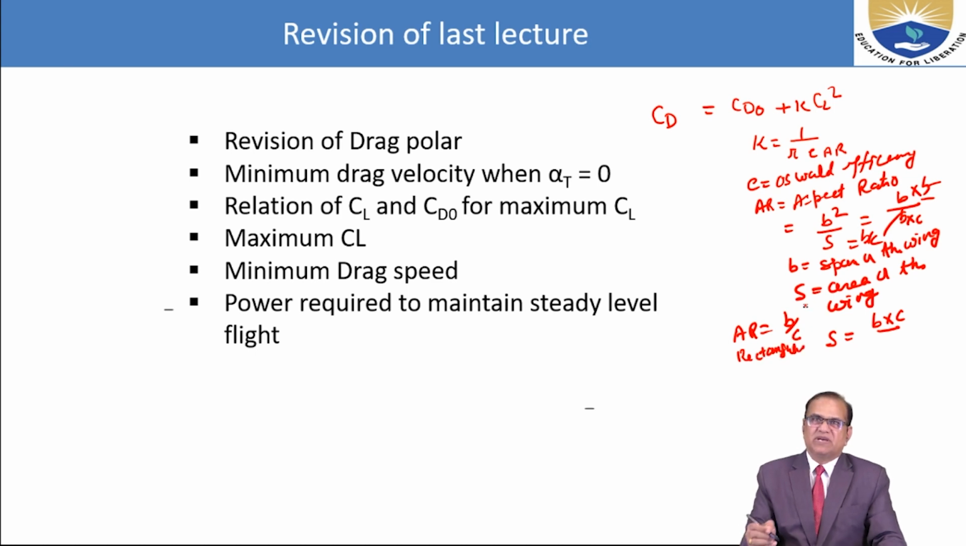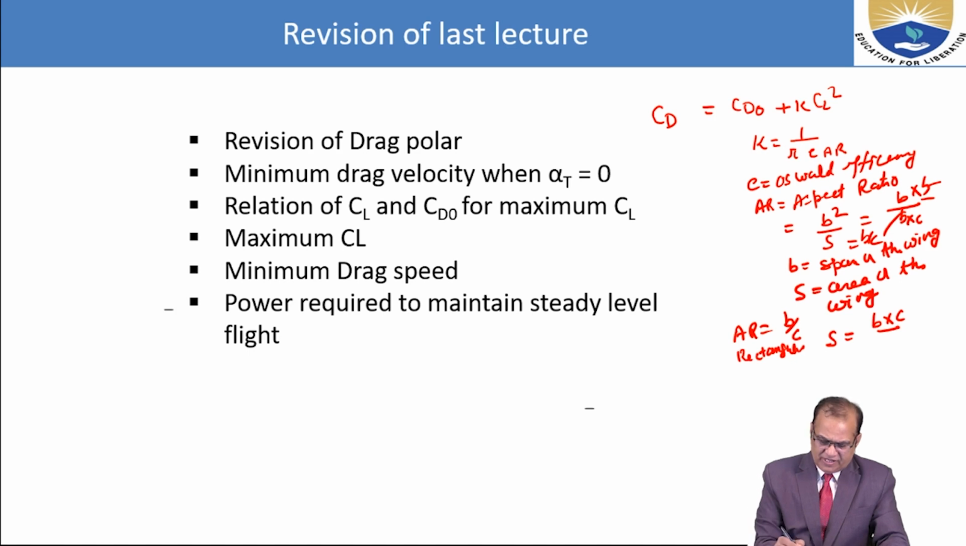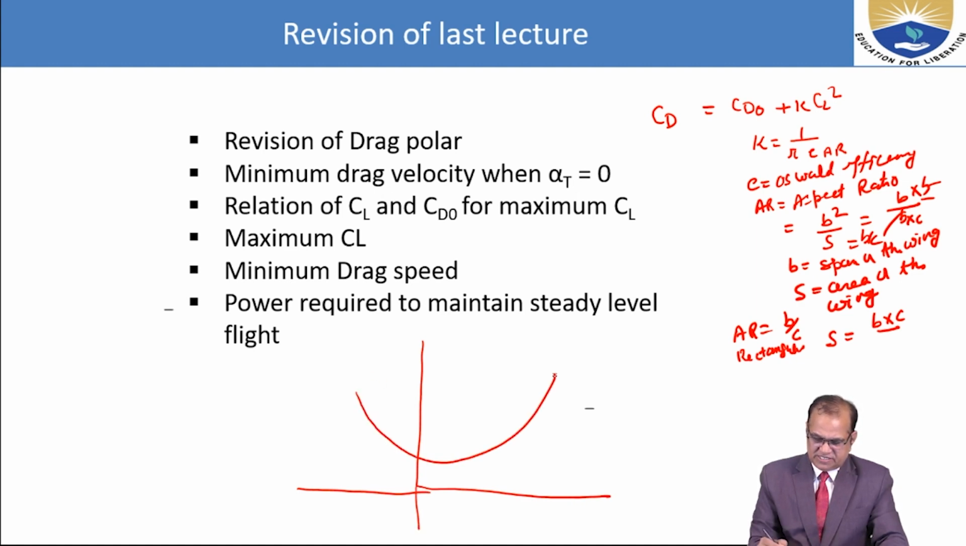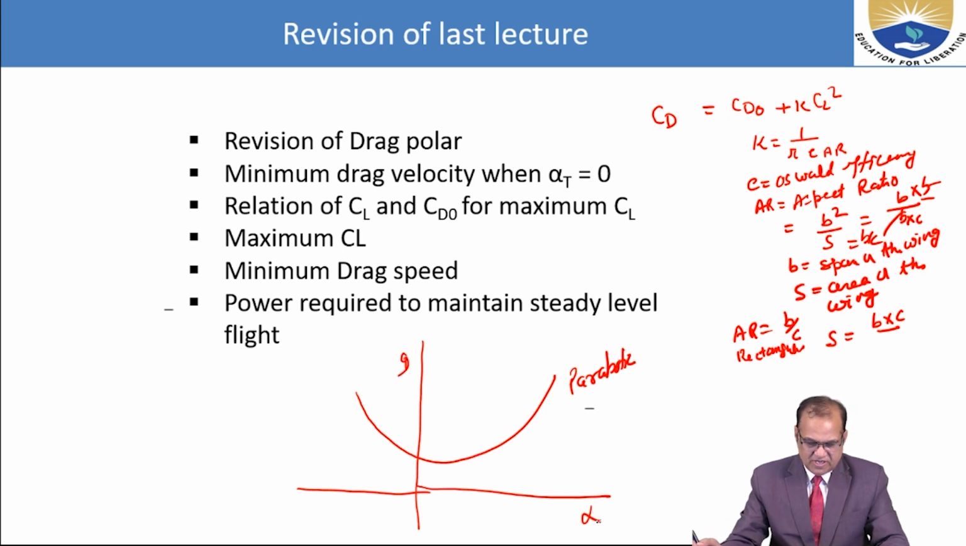So this is about the drag polar. And if we draw the drag polar, it will be like this. It is a parabolic. But in real practice, you won't get the parabolic. This is the CD versus alpha.